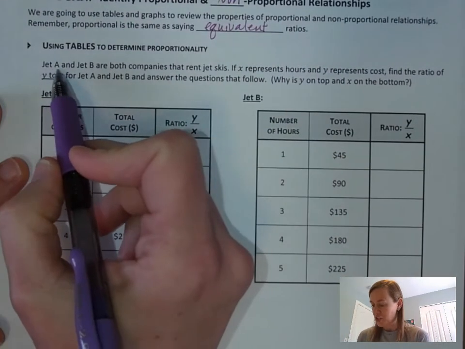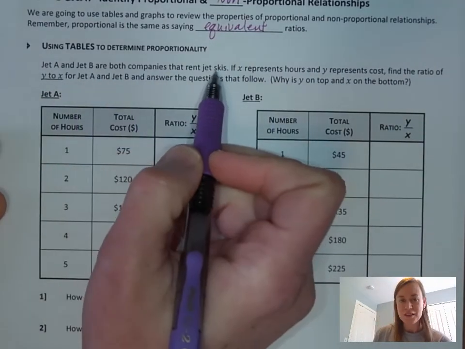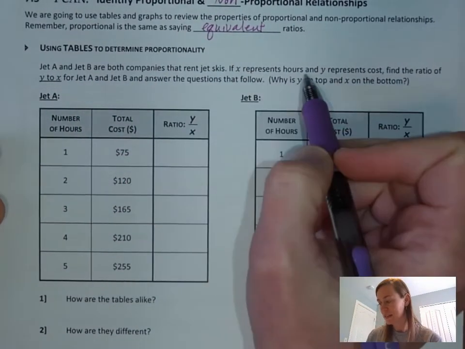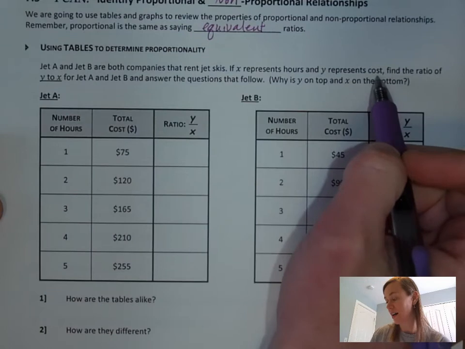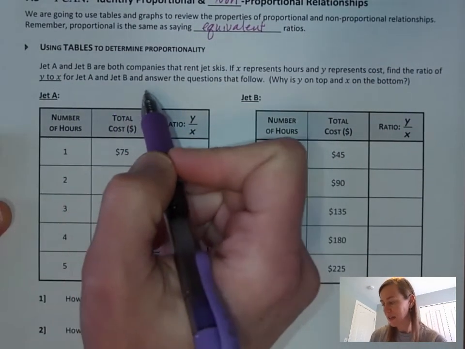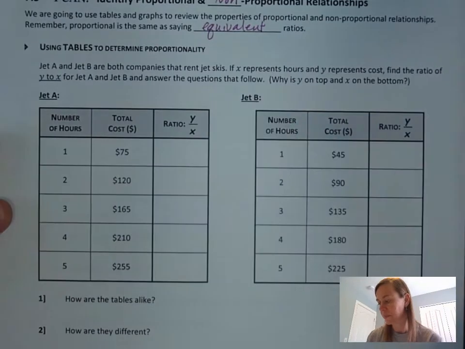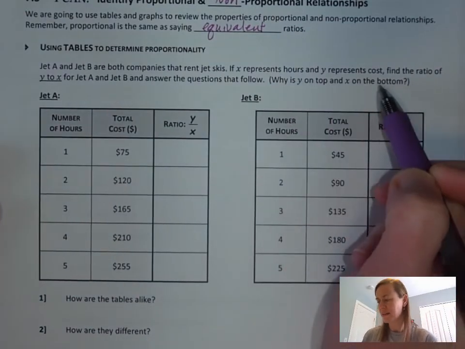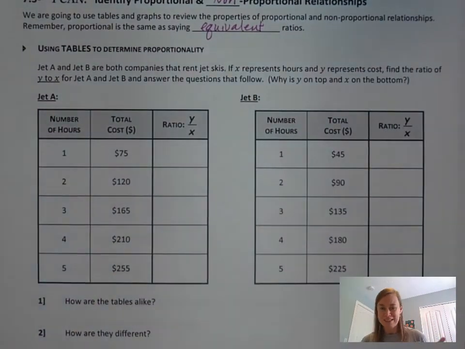It says Jet A and Jet B are both companies that rent jet skis. If X represents hours and Y represents cost, find the ratio of Y to X for Jet A and Jet B and answer the questions that follow. And then it says why is Y on top and X on the bottom? Okay, we'll answer that in just a second.